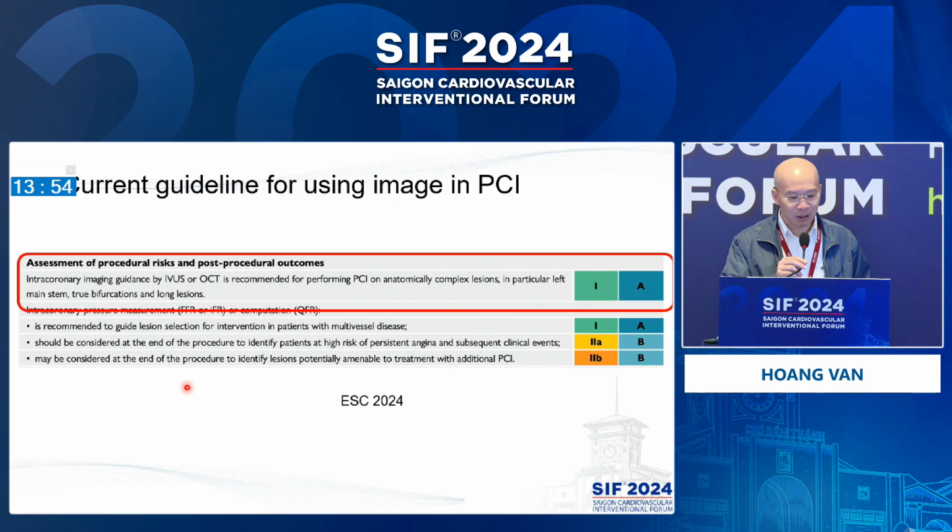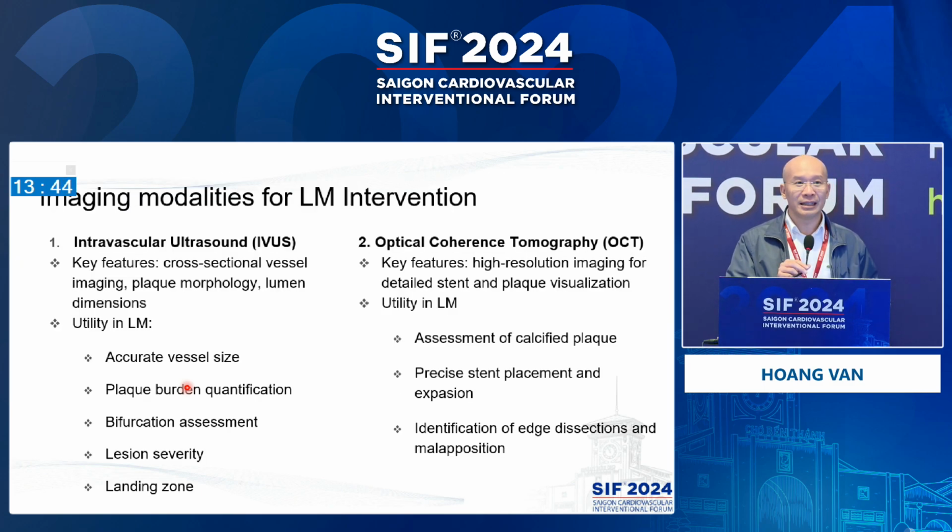The ESC 2024 guideline for using imaging in PCI of the left main is class 1A. IVUS and OCT now have many benefits for guiding left main interventions, like accurate side vessel and plaque burden quantification, bifurcation assessment, lesion severity, assessment of calcified plaque, stent placement and expansion, and identification of edge dissection and malapposition after stenting.